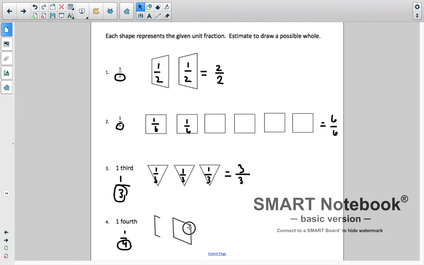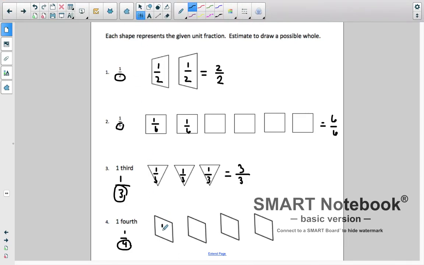I have 1, 2, 3, and 4. And each of these diamonds equals 1/4. So I'm going to write in each one 1/4. And again, if I was to add the ones on top, I would get 4. The bottom number never changes. So it would be 4/4, which also equals 1 whole.